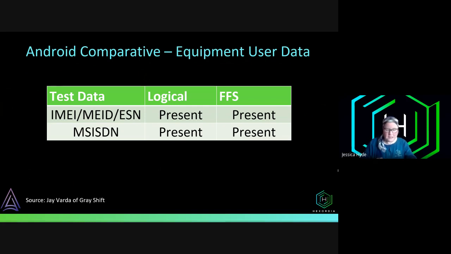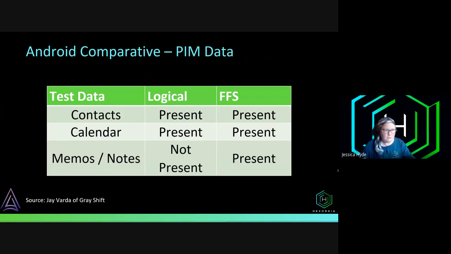There's debate in the community as to why. Is it a parsing issue or a storage issue? But if you want to make sure you've got your IMEI, MEID, ESN, and your MSISDN, you can a lot of times query these directly from the device very quickly in a logical, but you should be able to get them back in a full file system. PIM data, however, the second we start talking about that, contacts, calendar, you're going to get them in both. But if you're talking about memos and notes on these Android devices, you really need that full file system to get that.